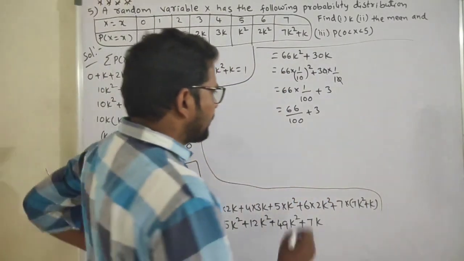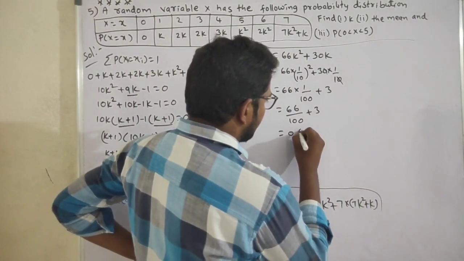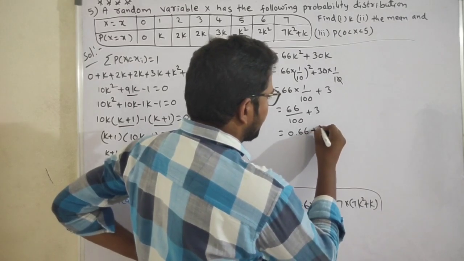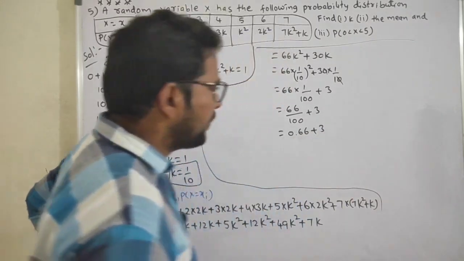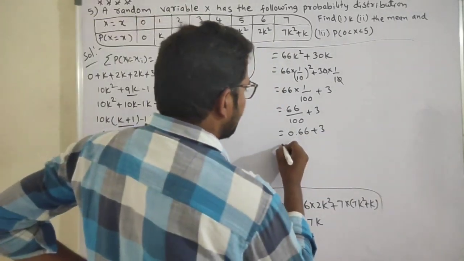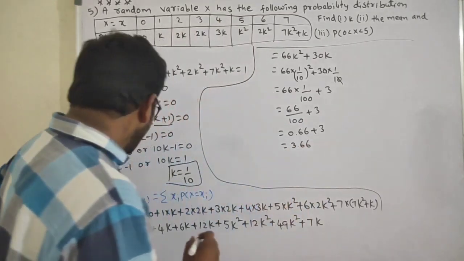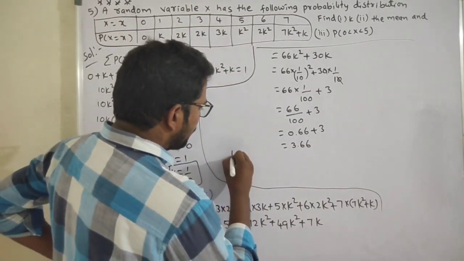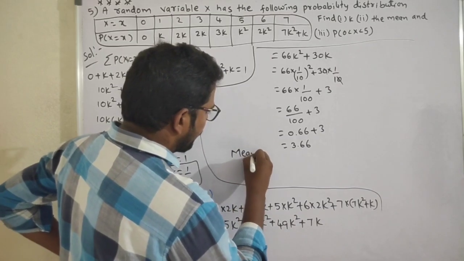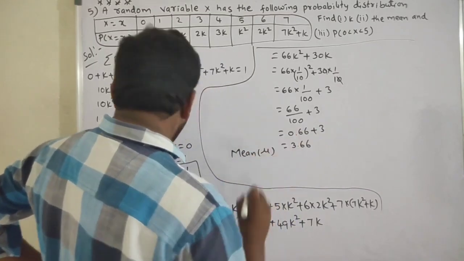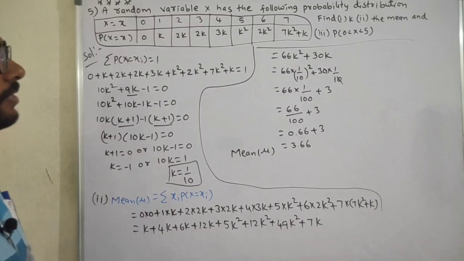So the mean value: 0.66 plus 3 is equal to 3.66. This is the value of the mean. Mean mu is equal to 3.66.